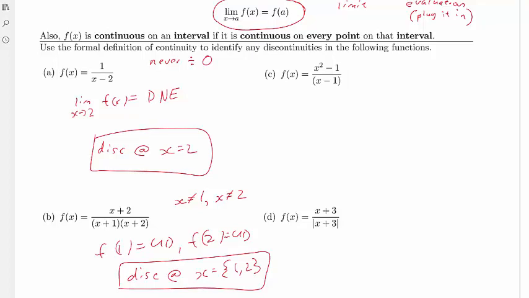Now C is an interesting one, right? It looks like we might have a discontinuity at positive 1. And in fact we do. But let's go ahead and take a look. This is the same as x plus 1 times x minus 1, all divided by x minus 1. Now note, we can cancel these two out, but we do have to note that x does not equal 1.